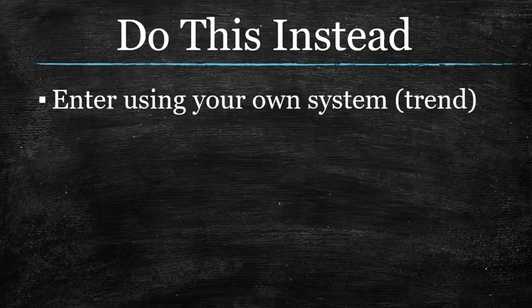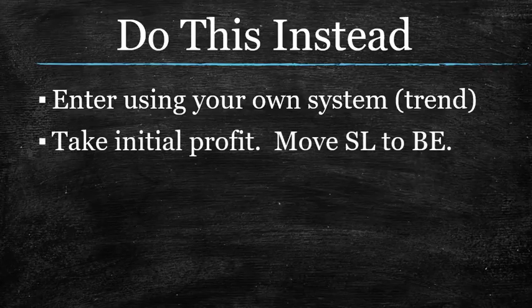So first, enter a trade using your own system. We are trend traders here, so you're going to get into a trend, which means if you do that, the color of the Heiken Ashi indicator is probably already going your way. So that's good. You take your initial profit, you scale out, whether that's 80 pips, 100 pips, whatever the case is, and then move your stop loss to break even. This is a very happy moment because you can no longer lose this trade. It's just a matter of how much you're going to win.